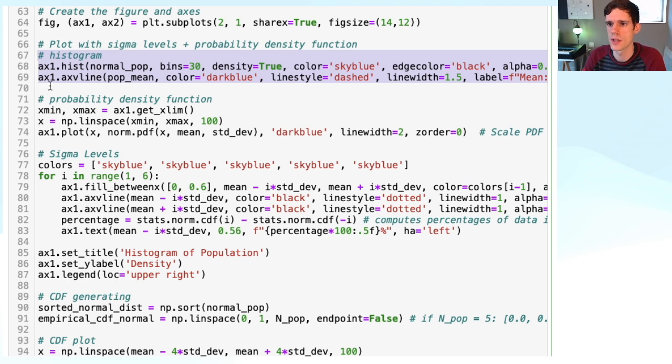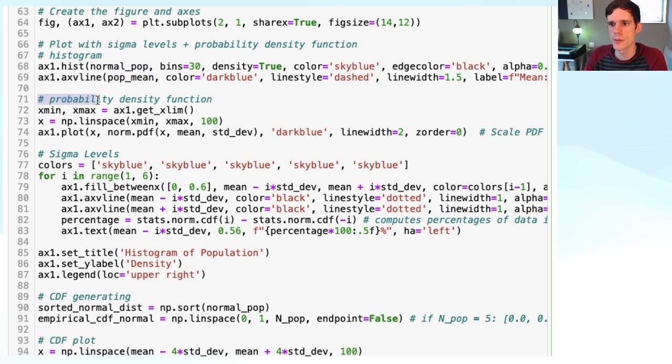Now this is very straightforward. We of course just use the hist function and we give it the normal population array. Then the axvline will represent the population mean that we computed. It will be exactly at the center of our distribution.